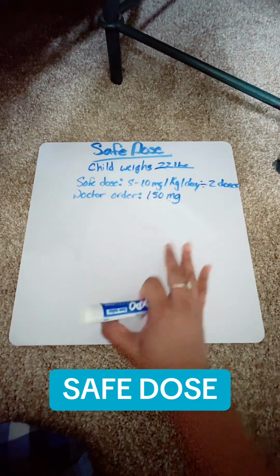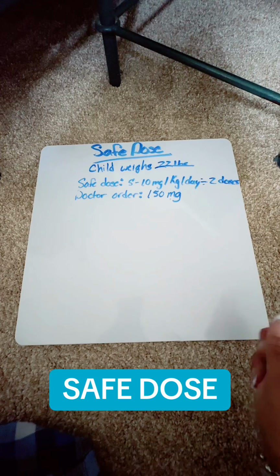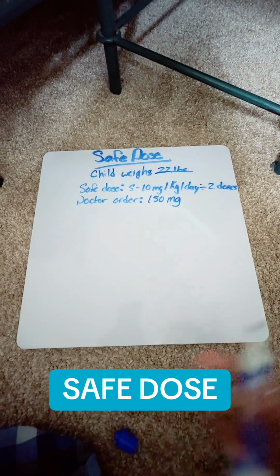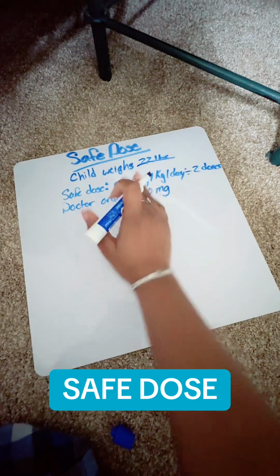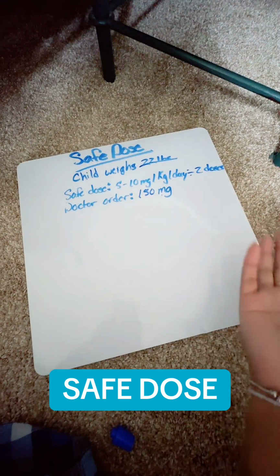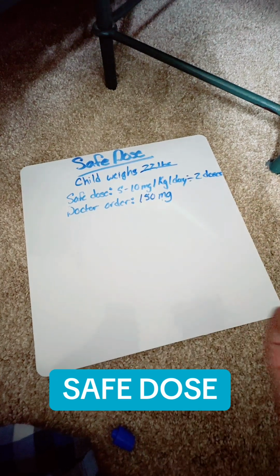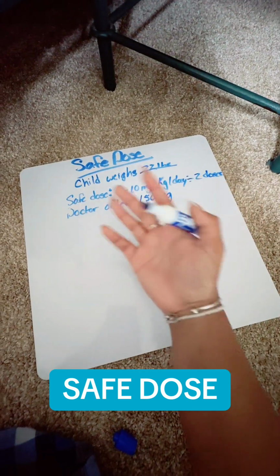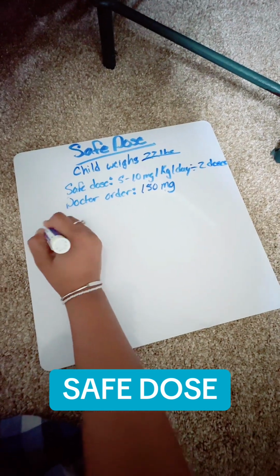We know all this information. A lot of people will get confused and be like, "Oh my God, what do I do first?" Let's start with the child's weight. When we're doing math, especially in nursing, we always turn our pounds into kgs. So let's do that first.